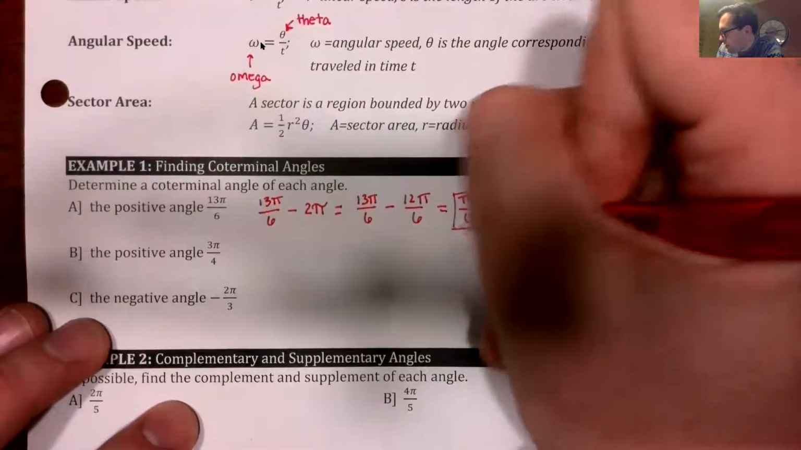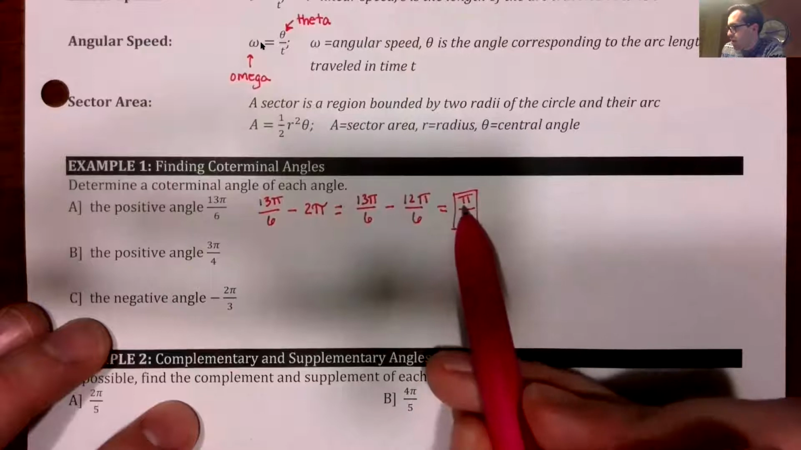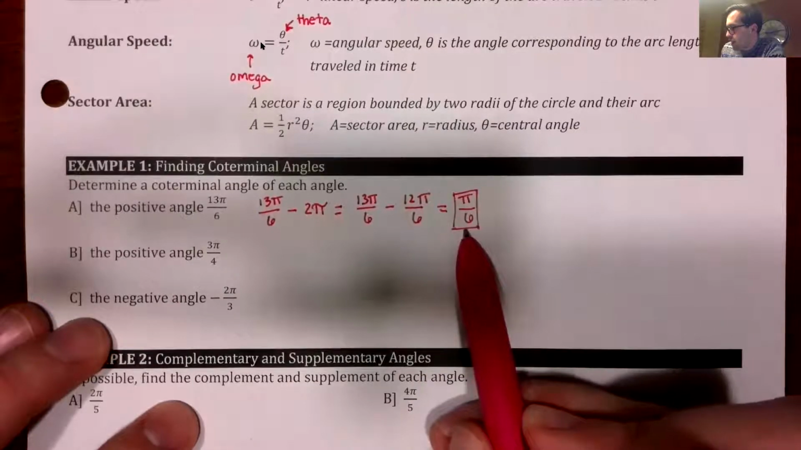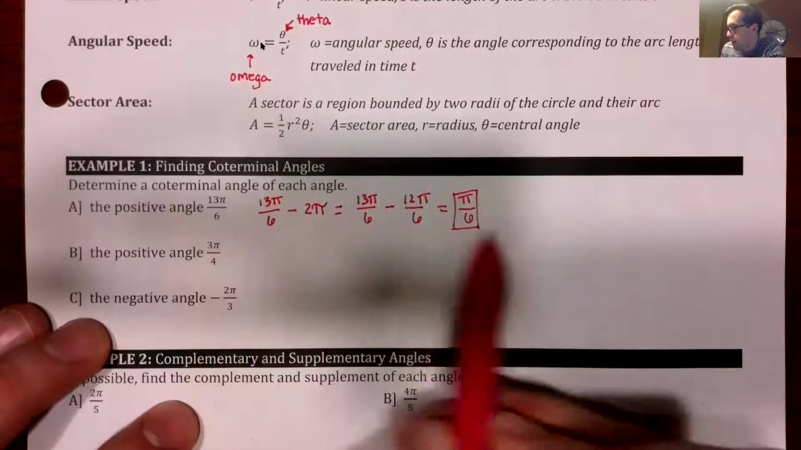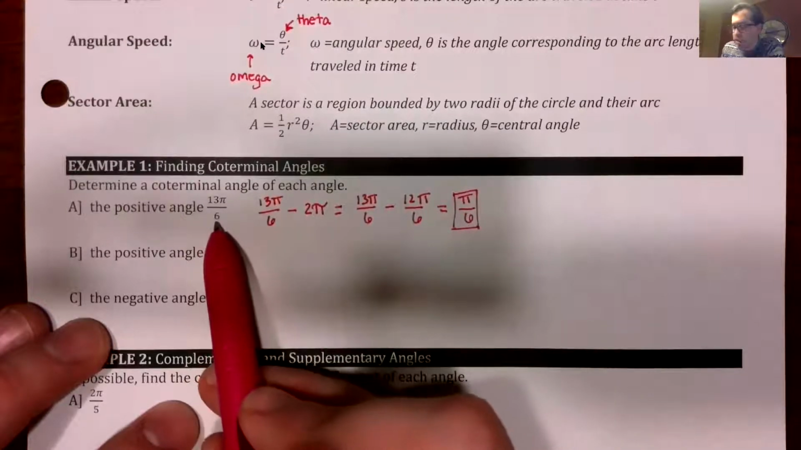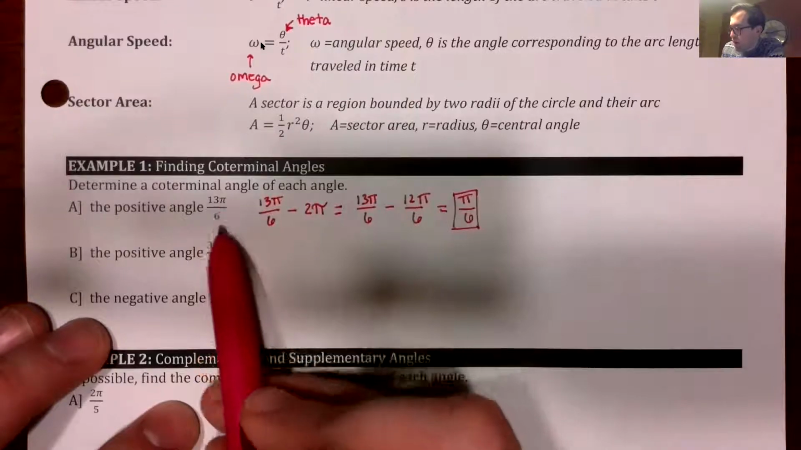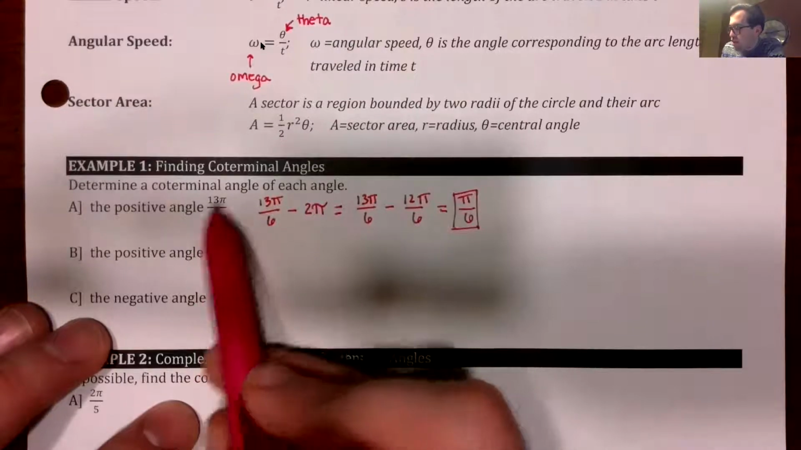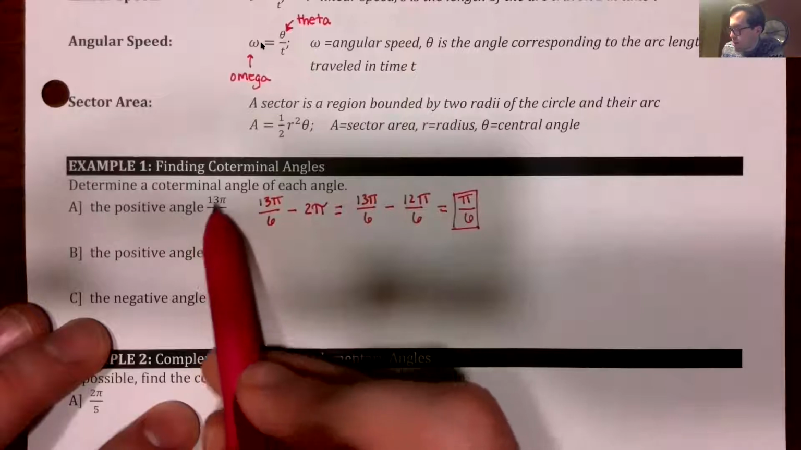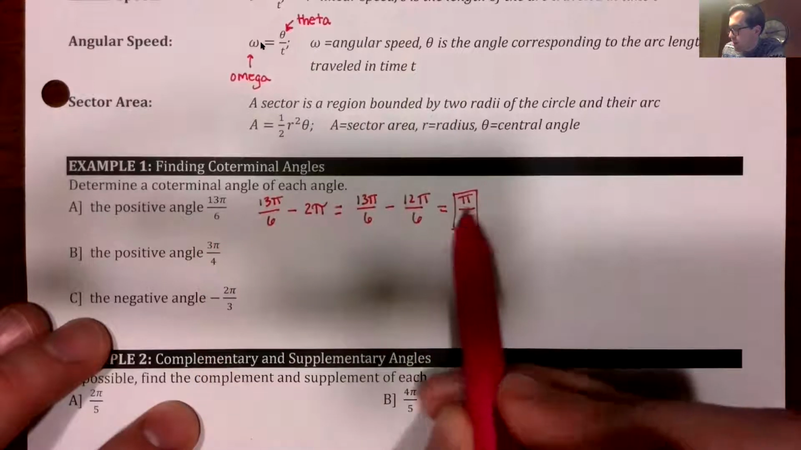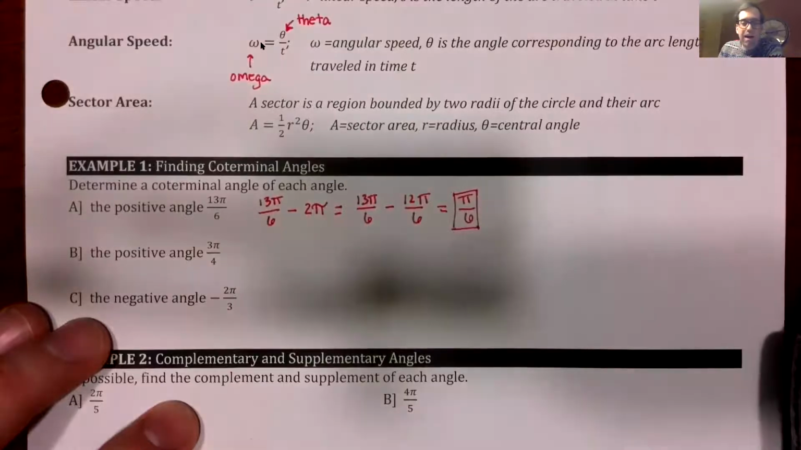So pi over 6, or 1/6 of pi, is an angle that ends at the same spot as 13/6 of pi. And that makes sense if you think about it, because 13 over 6 would be 2 pi and an extra pi over 6. It's 12/6, which is 2, plus an extra 6th. And that's going to end at the same spot as pi over 6.